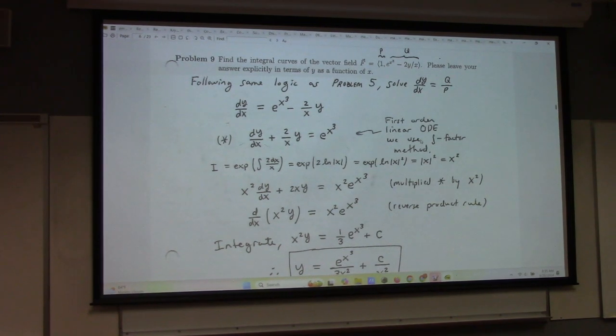Like, what if I asked you to find a set of curves whose slopes were always twice the slope of the given set of curves? What would you do?